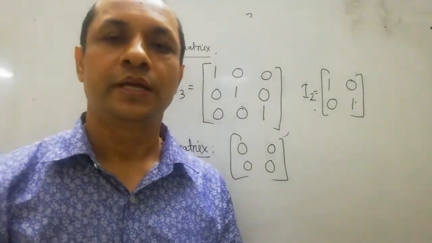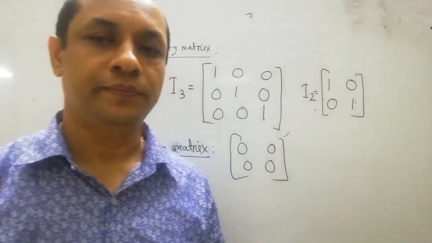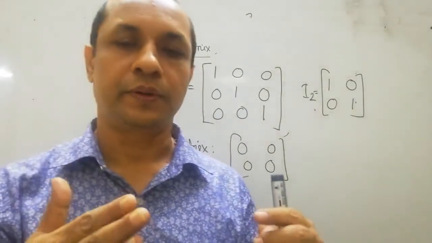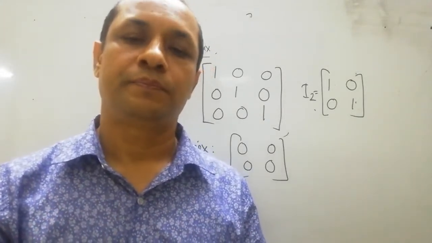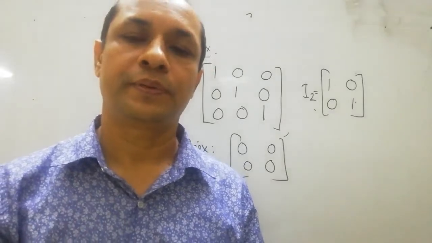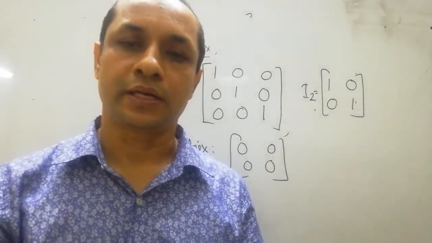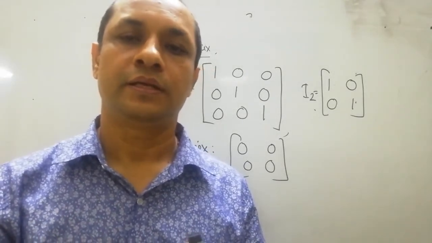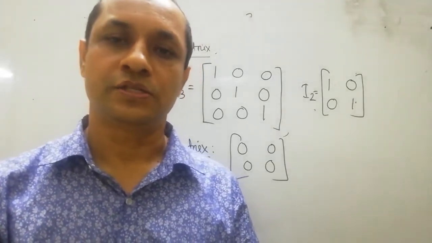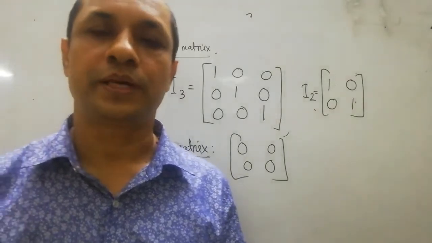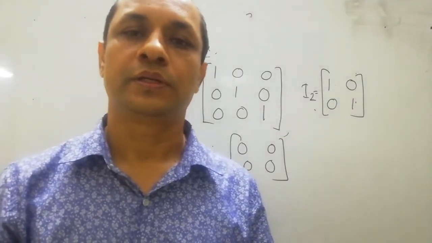So students, you have learned today: row matrix, column matrix, principal diagonal, diagonal matrix, then scalar matrix, identity matrix and zero matrix. I hope that students, you are clear.